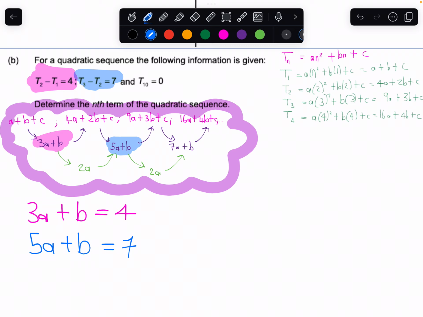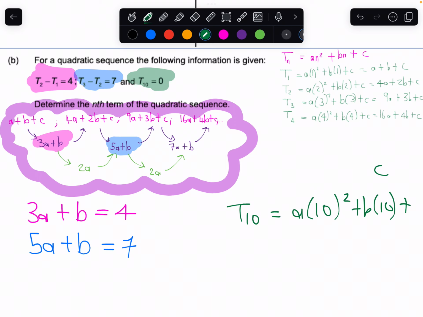And then finally, T10 is 0. So we don't have that in our little tree, but very well. T10 would just be A times 10 squared plus B times 10 plus C. A, C, my goodness.